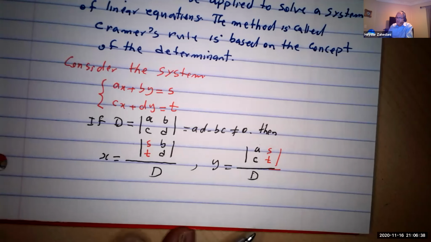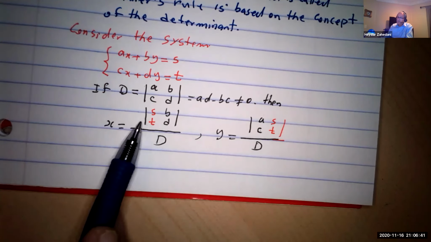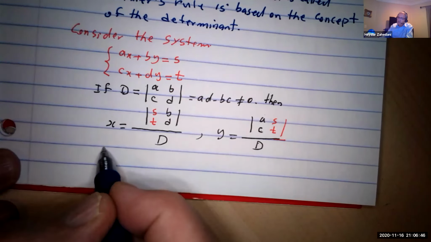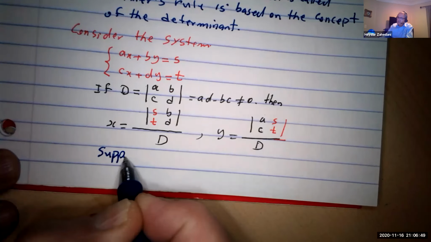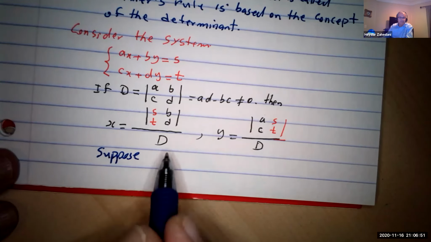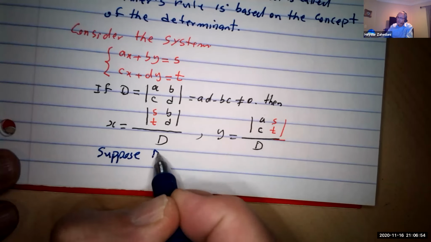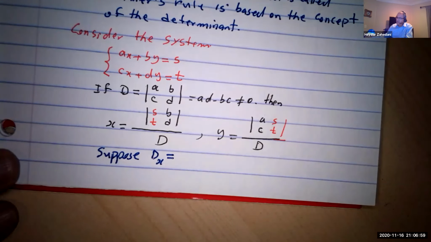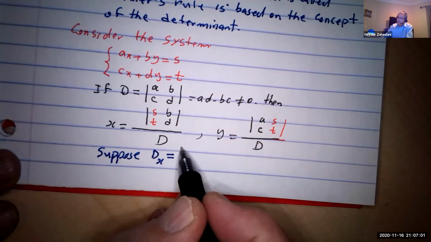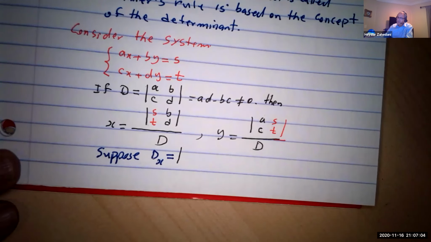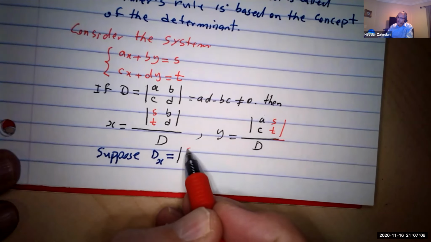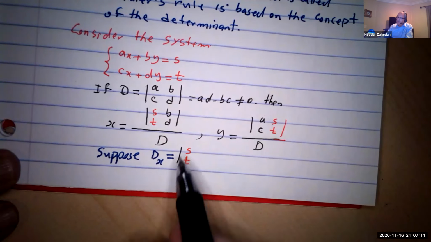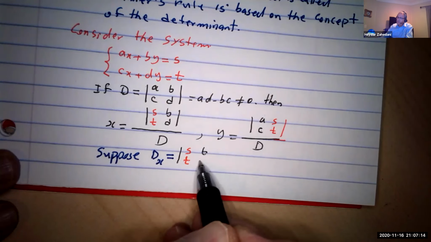But we are going to summarize this formula, since that's easier to memorize. This top one we are going to call Dx. So Dx is the determinant of this matrix, the top. What does x represent? X represents that you are going to change the column of the x with the constants. And the second column is going to be the same, it's going to be b and d.